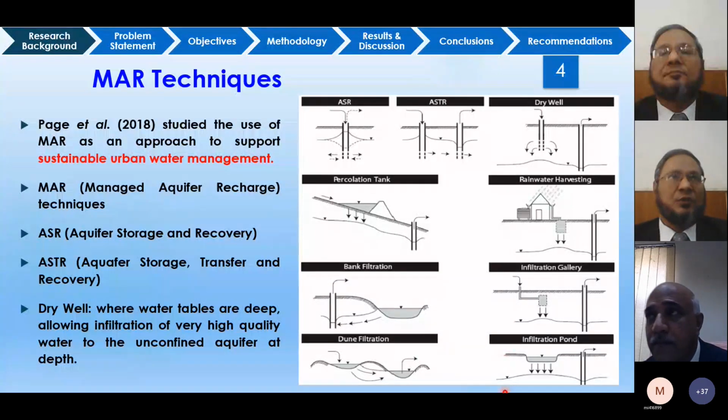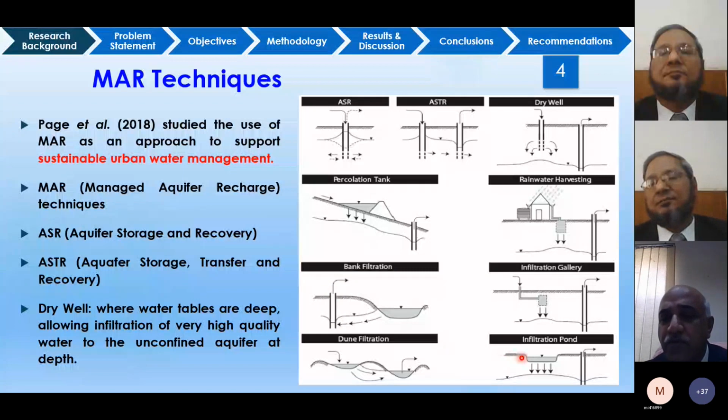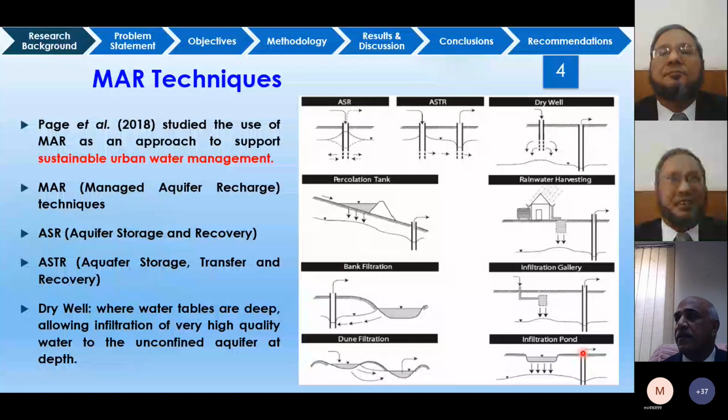It means there is a pond, and the surface water goes inside, and very close to it we are providing a pumping well for fulfilling the water demand. In this way also, we can reduce the groundwater depletion rates. This infiltration pond, in Urdu or in Punjabi, we call the Dungi ground. So this is the Dungi ground approach. These are the several approaches which are called MAR techniques.